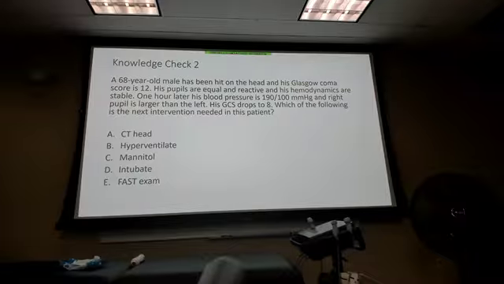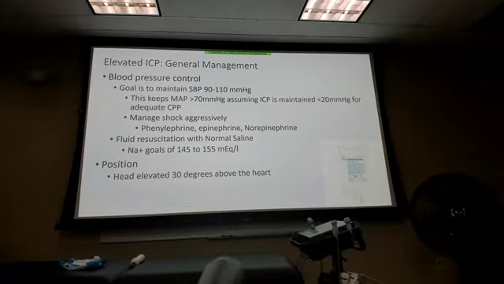Just decreasing their blood pressure, maybe we give them mannitol, but that's normally not our first line. Okay, and we'll talk about it. But normally we want to intubate, we want to secure that airway, so that we can move on to the next. Okay. Alright, so blood pressure control.